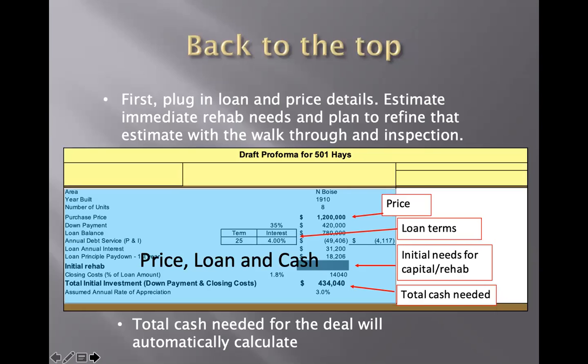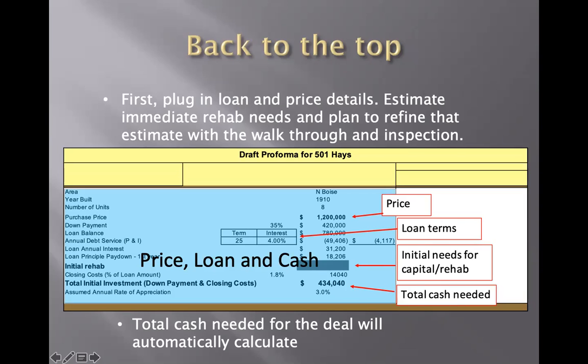So, going to the very top of the pro forma with the information we're going to plug in first, you need to know the price and the loan details. You can estimate immediate rehab needs, and sometimes that's a complete napkin number. Other times, if it says fixer, you know that there's going to be at least $20,000 worth of work, and you can throw that number in there until you start to really identify where it's going to go. But in any event, you start with the loan and price details, maybe some immediate rehab needs, and then you plan to refine that estimate with the walkthrough and the inspection.